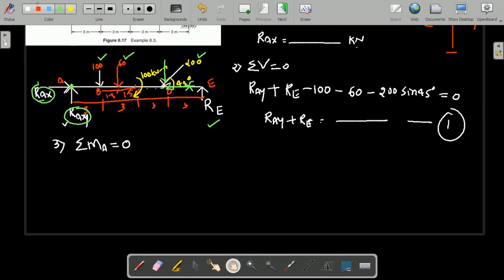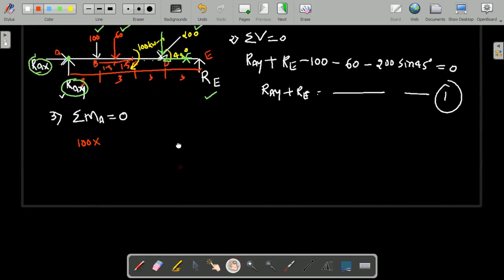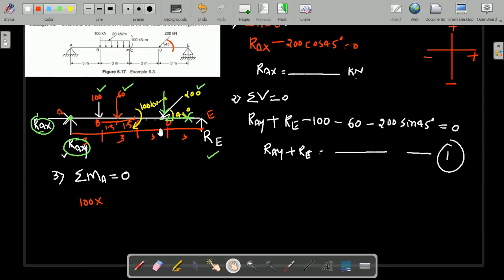Just observe here. See what values we have. Moment due to 100 about point A. The perpendicular distance you can observe in the question. See, the perpendicular distance is 3 here. It is given, that is 100 into 3 as the perpendicular distance.